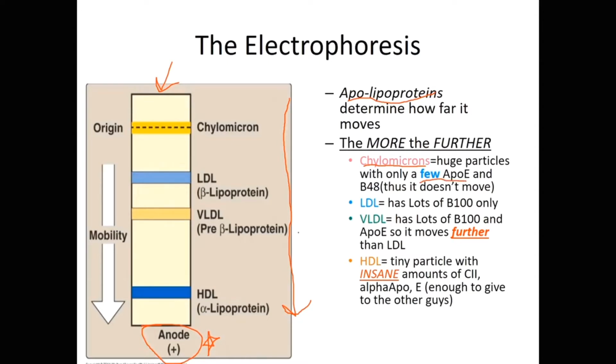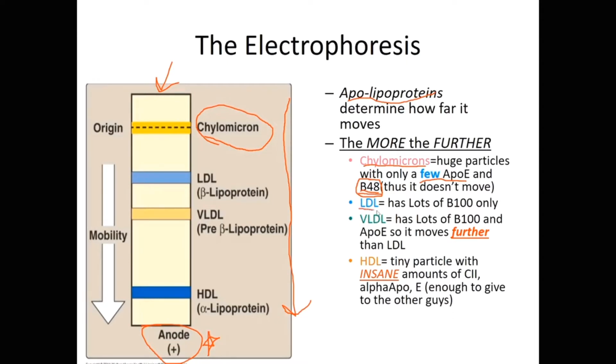Pretty much all it needs to do is get chopped up a little bit in the periphery, and then it only needs a couple of keys in order to enter your hepatocytes. And so it only needs a few of these ApoE proteins. So when you only have a few, it doesn't travel very far. It also has B48, but again, only a few of those. B48 is required for chylomicrons to leave the enterocytes into the lymphatics, and then that's going to go into the blood and then back to the liver. So ApoB48 is what allows that to leave those cells.